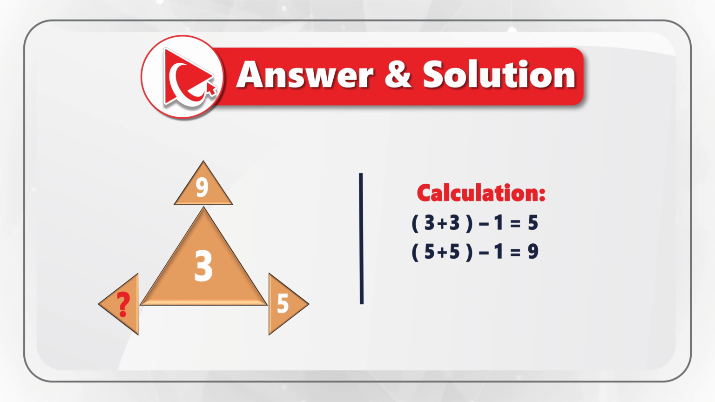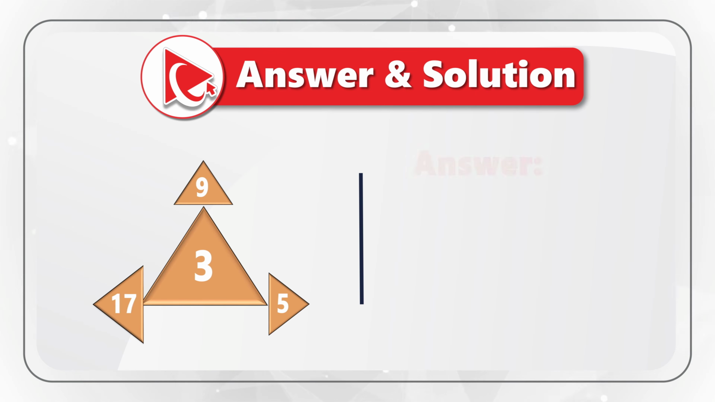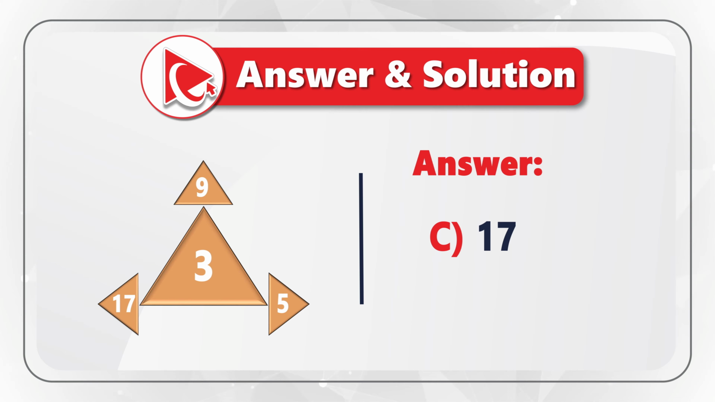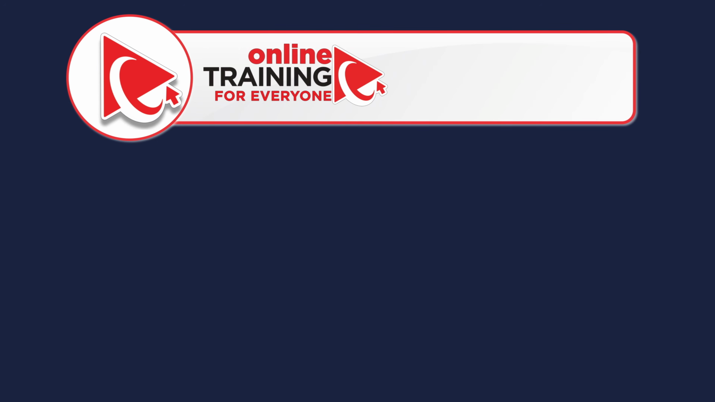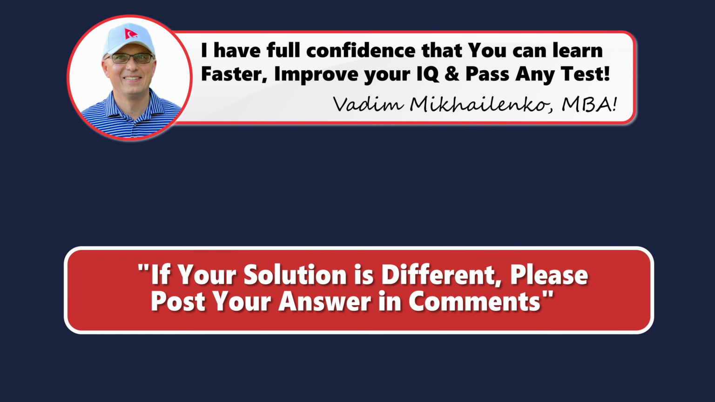And now let's calculate the missing number. 9 plus 9 minus 1 equals 17. So the correct answer here is choice C, 17. Did you get to the same answer? If not, please make sure to post your rationale and solution in comments.